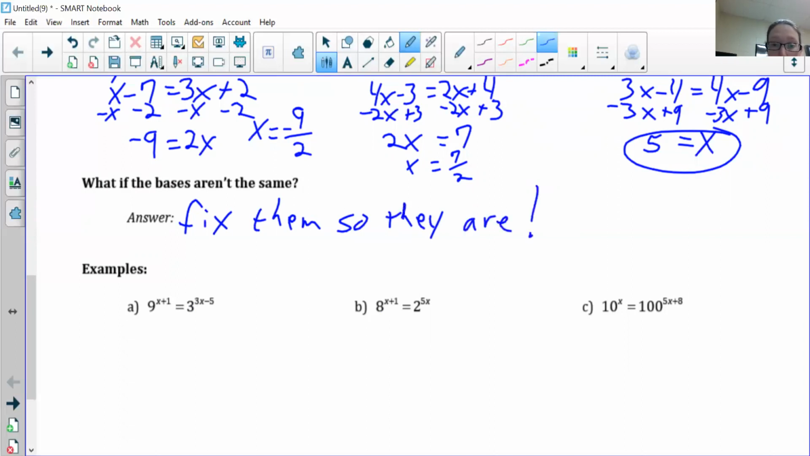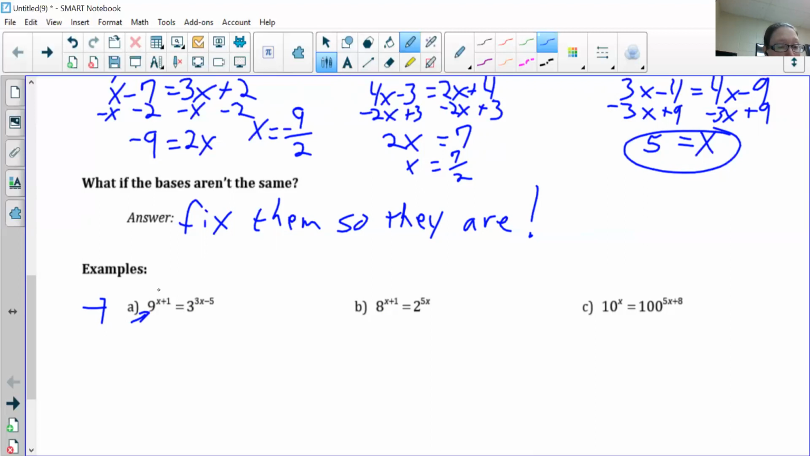I know you're saying, Ms. McMullen, how in the world do I do that? Well, let's think about it for a second, all right? You all know a lot about exponents, whether you realize it or not. So let's look at the first one. A, I have 9 to the x plus 1 power equals 3 to the 3x minus 5 power. These aren't the same bases, so I can't just set the exponents equal to each other. But can I fix this 9 so that it's a 3?